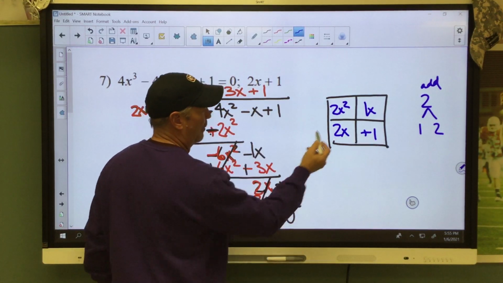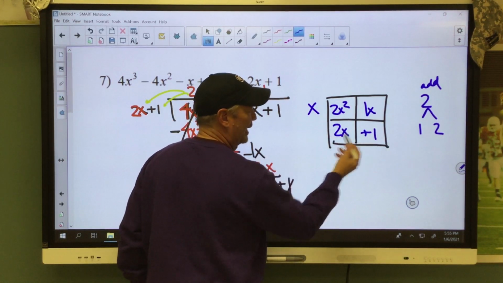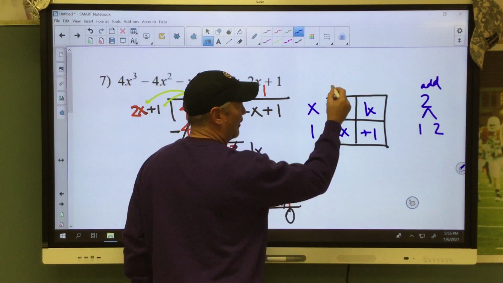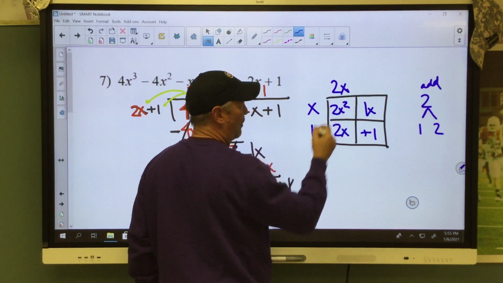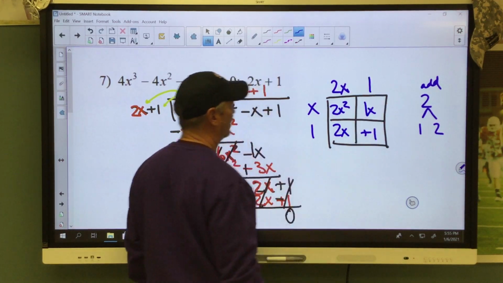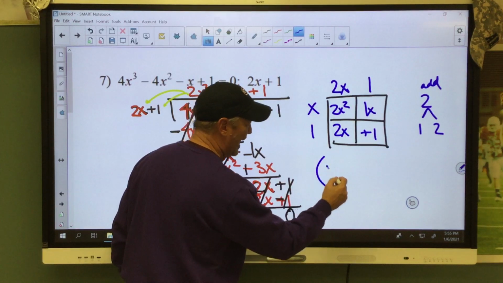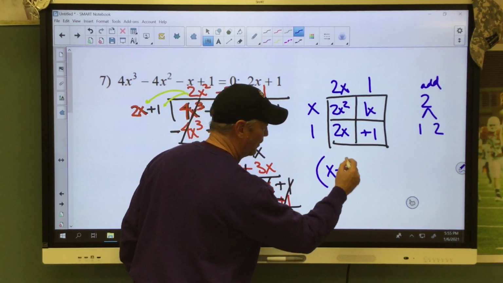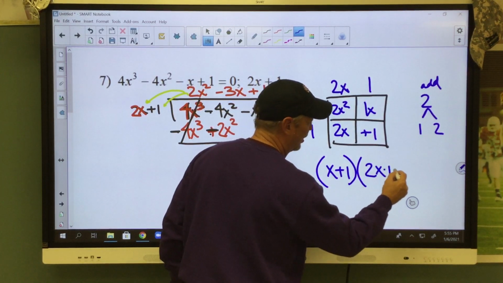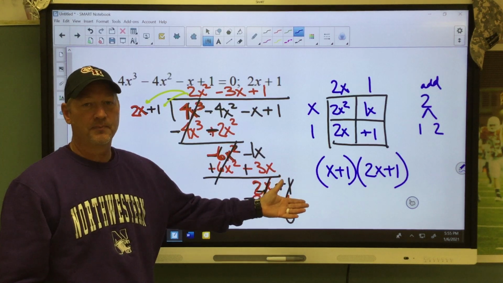What do we have in common? I have an x in common. I don't have anything in common, so I use the number 1. I have a 2 and an x in common. I have the number 1 in common. Final answer, my last two factors, x plus 1, 2x plus 1. Those are my remaining factors.